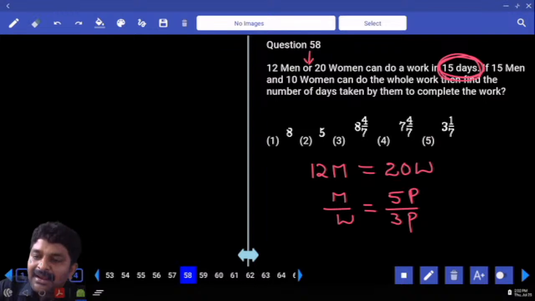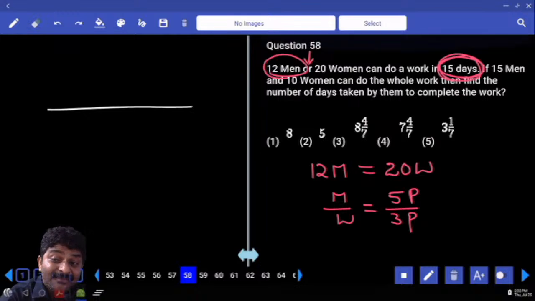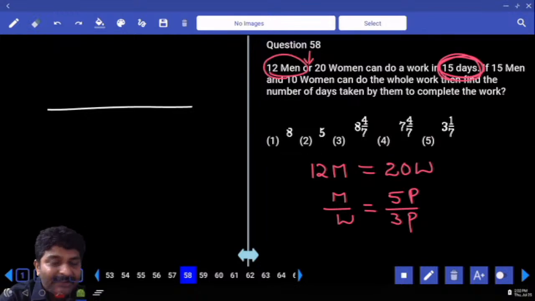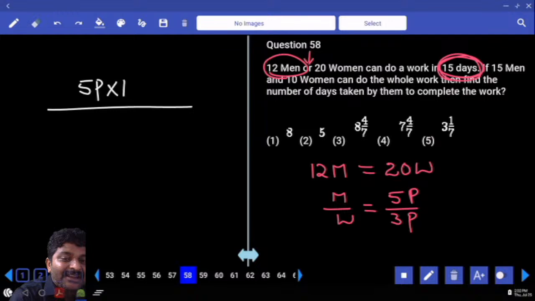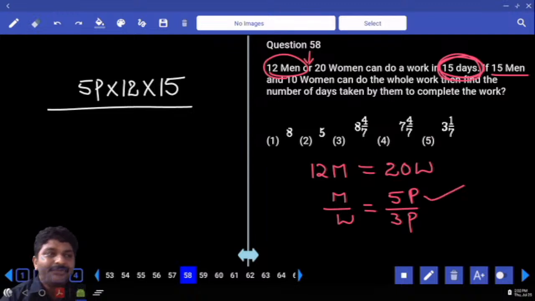If 15 men and 10 women do the whole work, find the number of days taken by them to complete the work. First of all, we need to identify total work. How many men started initially, and they can complete the work in 15 days, right? 1 man's work is equal to 5 parts. 12 men can complete the total work in 15 days. This is total work. Agreed? Now, how many men started?